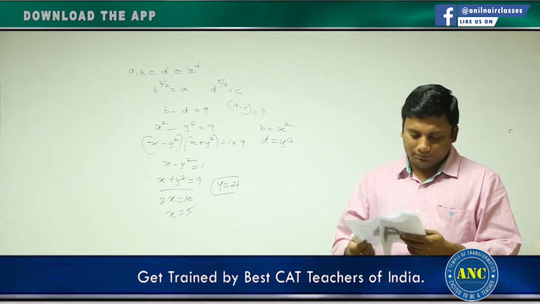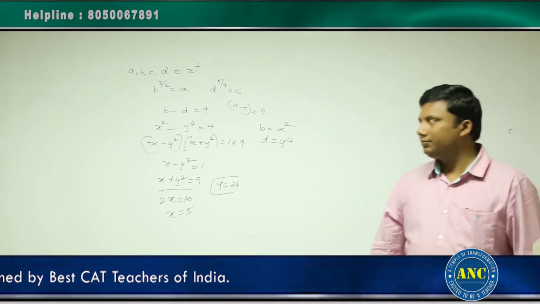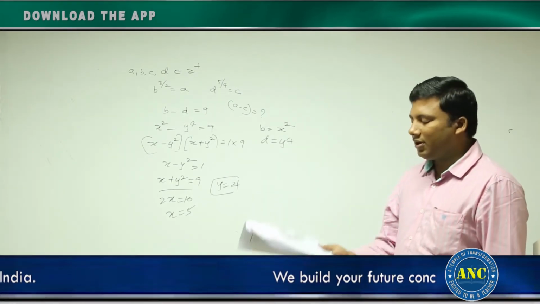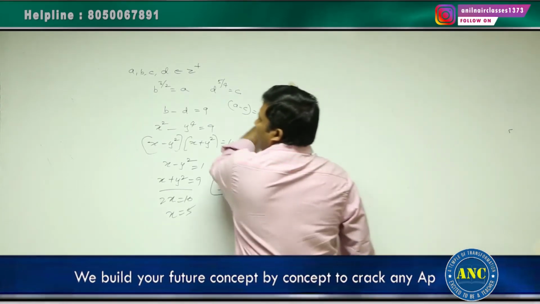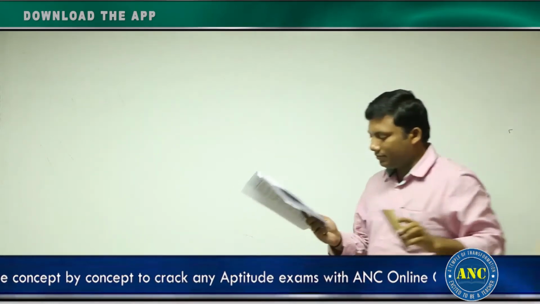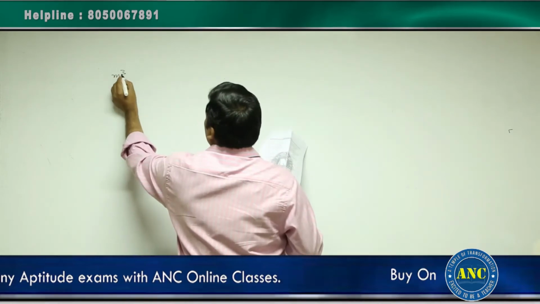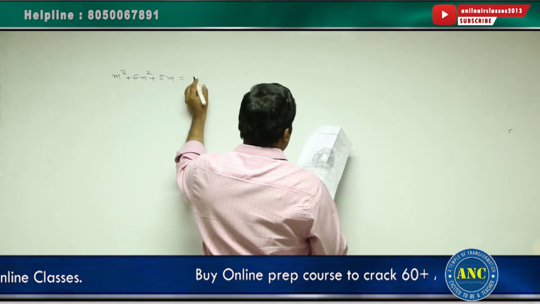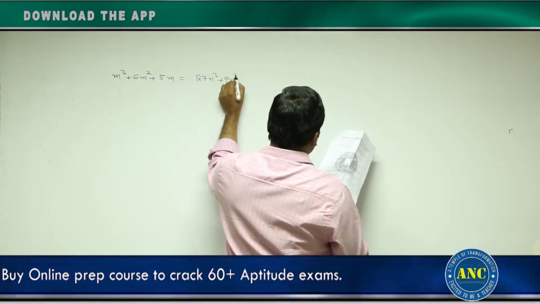Find the integral values for m comma n such that it satisfies the equation m cube plus 6m square plus 5m equivalent to 27n cube plus 9n square plus 9n plus 1.